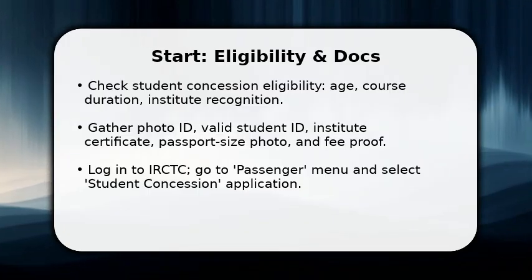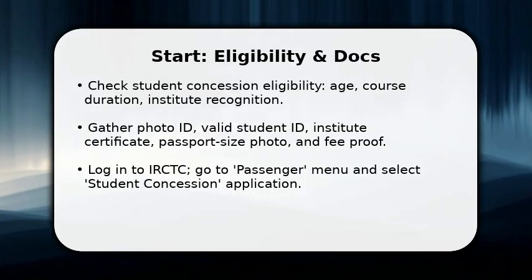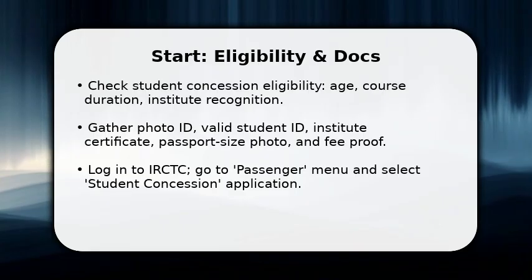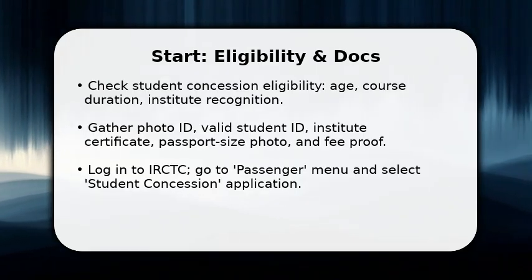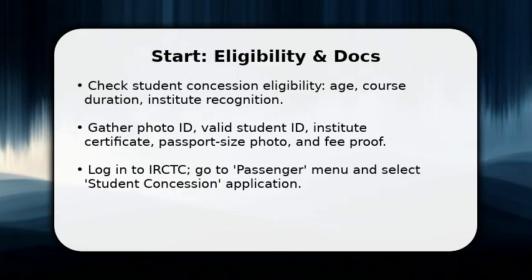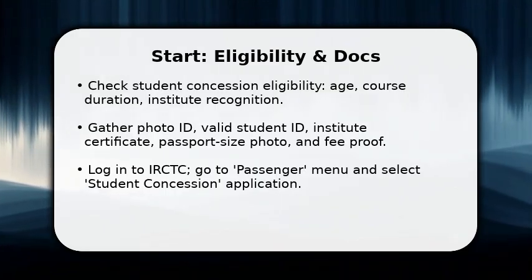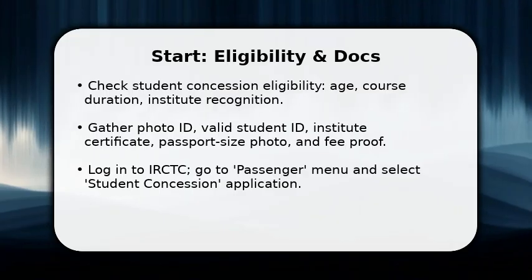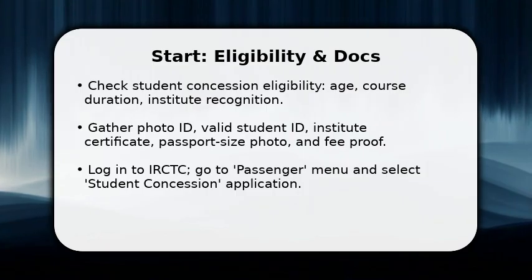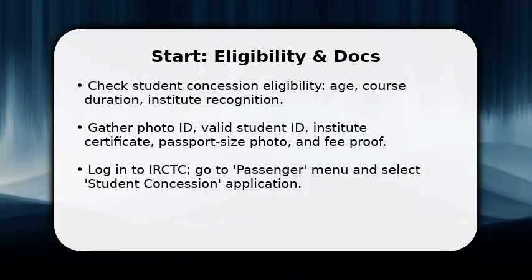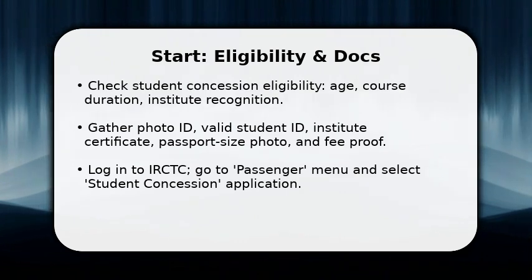You begin by confirming eligibility, age limits, course type, and institute recognition. This matters because only approved courses qualify. Once done, assemble required documents: student ID, institute certificate with enrollment dates, photo ID and a passport photo, and keep scanned copies ready. Then log into your IRCTC account, open the passenger menu, and choose Student Concession to start the application. This first step creates a record that ties your concession to your profile for future bookings.